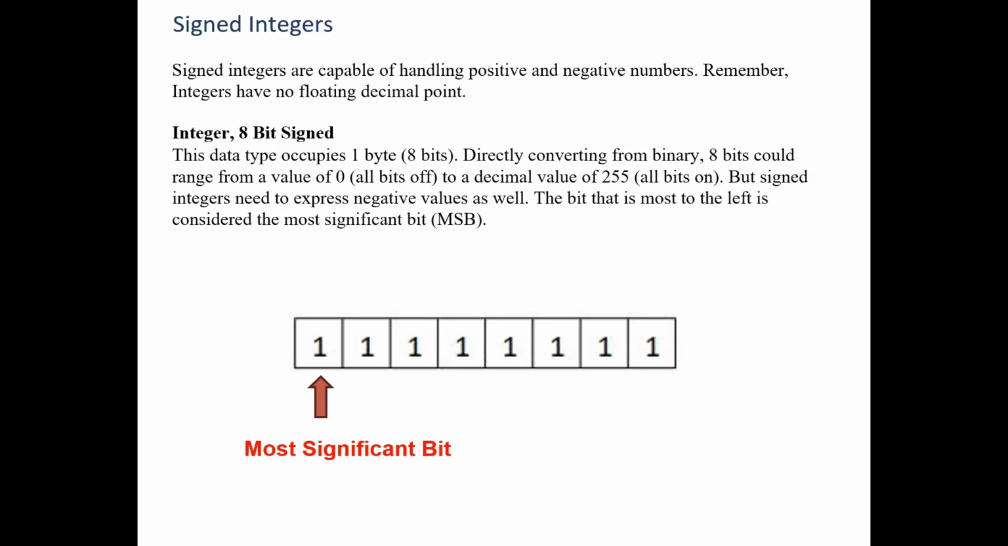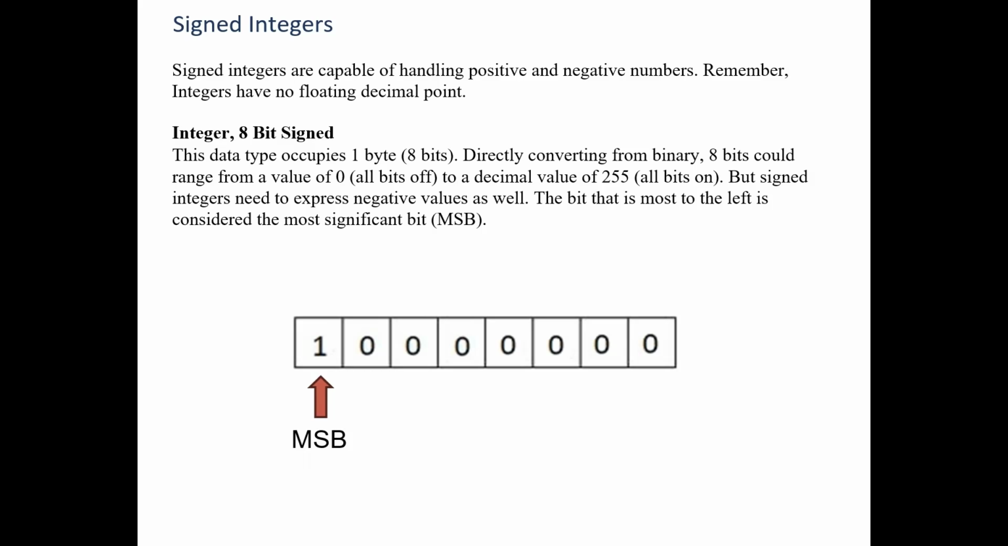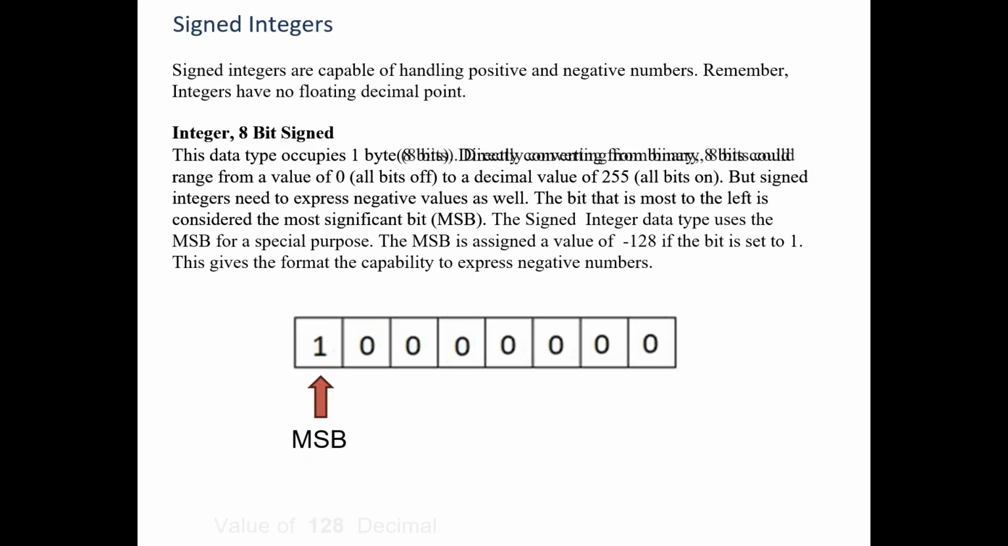I can show you, I can enter 1 on the programmer calculator and then enter zeros, and that shifts the 1 from the right to the left. And you can see the value of each bit up to the most significant bit with a value of 128 decimal. So it is evident that this is the most significant bit. And by the way, it is commonly referred to as the MSB. So normally the MSB is worth 128.